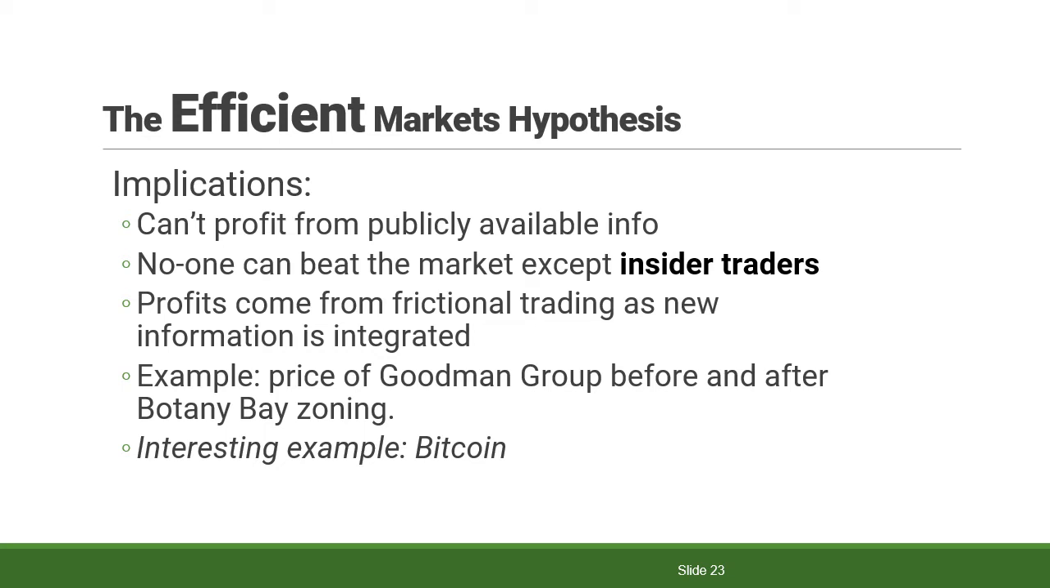So a good example of this is the price of the Goodman Group before and after the Botany Bay zoning. So it's a particular real estate area in Australia. And the idea here is that, when they bought the property, it was really, really cheap. But because of the zoning changes done by the government, those properties were appraised at a much higher price, allowing them to access more profit.